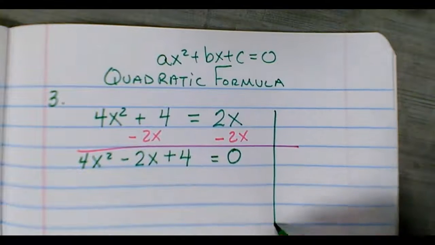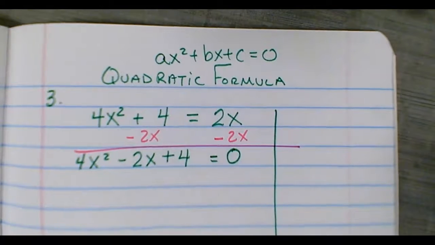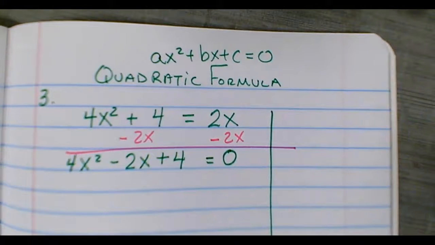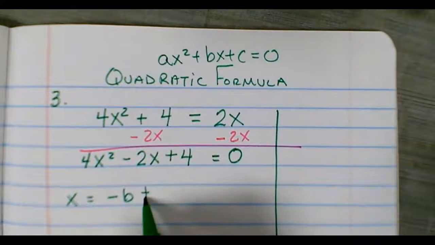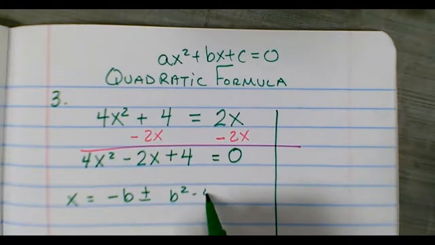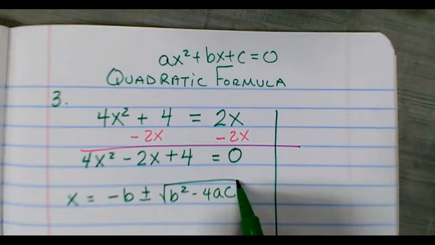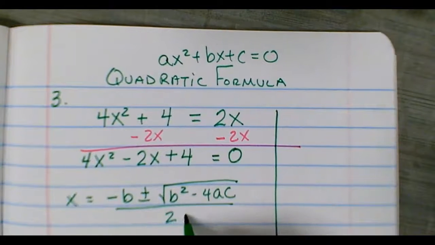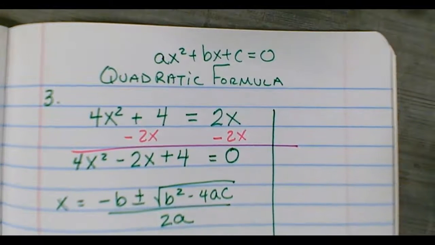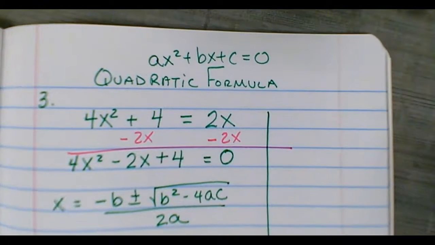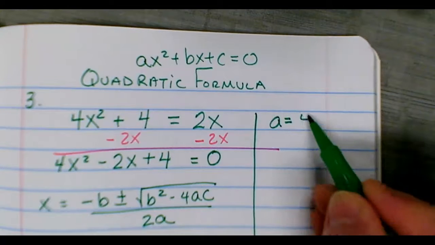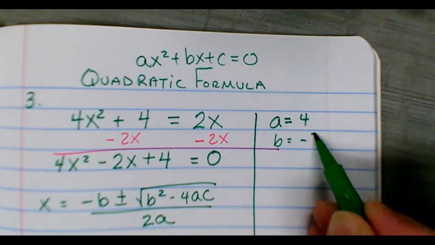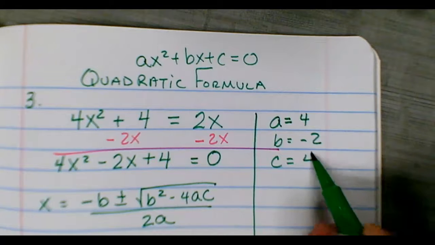The quadratic formula is fairly complicated. X equals minus b plus or minus the square root of b squared minus 4ac, divided by 2a. So instead of trying to do that all at once, we're going to do the discriminant part first. The a is equal to 4, the b is equal to negative 2, and the c is equal to 4.